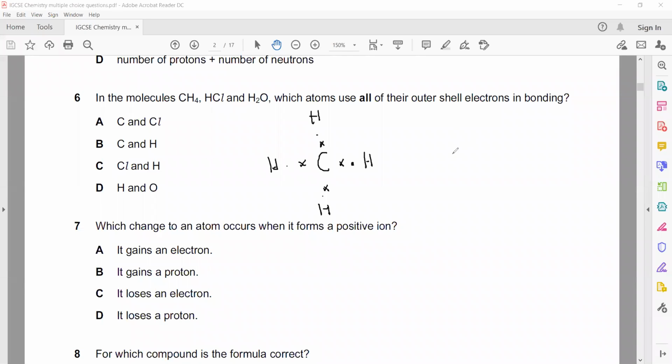If I draw the structure of HCl, hydrogen has 1 electron but chlorine has 7. Out of 7 it will use 1 in the sharing and the remaining 6 are unshared electrons. So chlorine is not using all of its outer shell electrons. Even when we write the structure of water, H2O, oxygen belongs to group 6, so it will share 2 electrons, 1 with each hydrogen, and 4 are left unshared. So the question is, which atoms use all their outer shell electrons in the bonding? That is carbon and hydrogen.